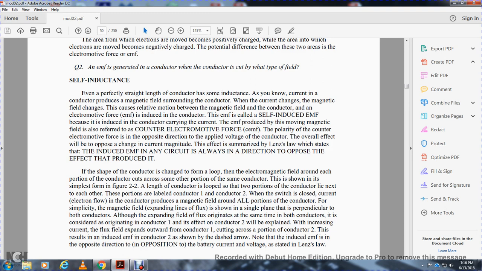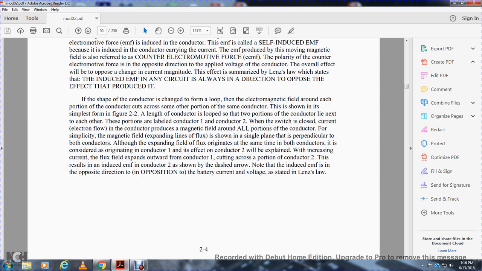Although the expanding field of flux originates at the same time from both conductors, it is considered to originate from conductor 1, and its effect on conductor 2 will be explained. While the current increases, the flux field expands outward from conductor 1, cutting across the portion of conductor 2. This results in an induced EMF in conductor 2, shown by the dashed arrow. Note that the induced EMF is in the opposite direction to the battery voltage, as stated in Lenz's Law.